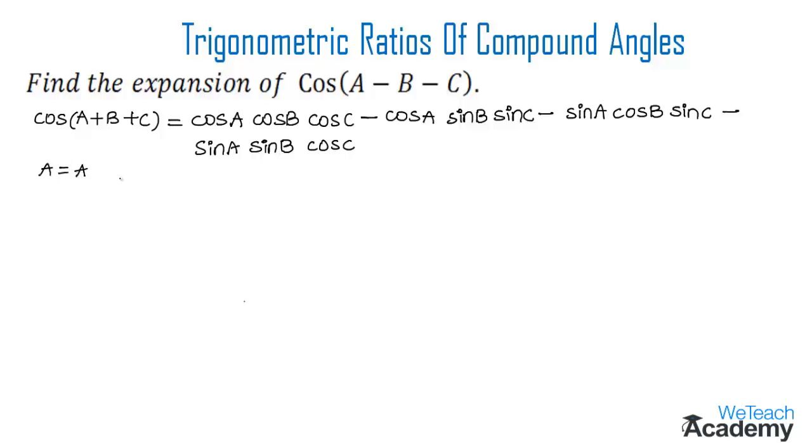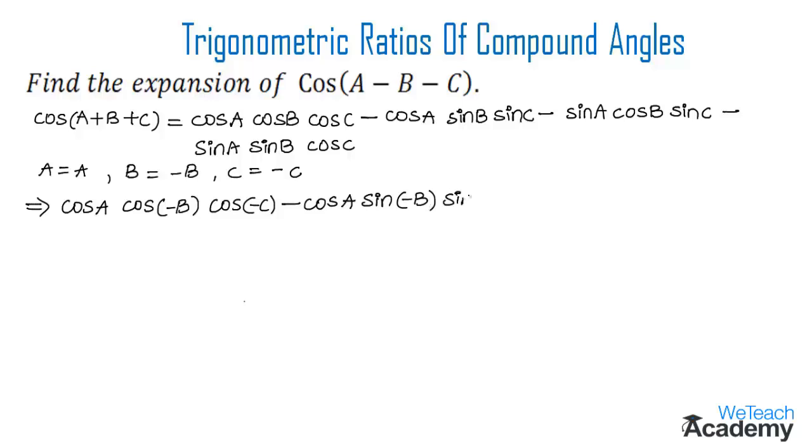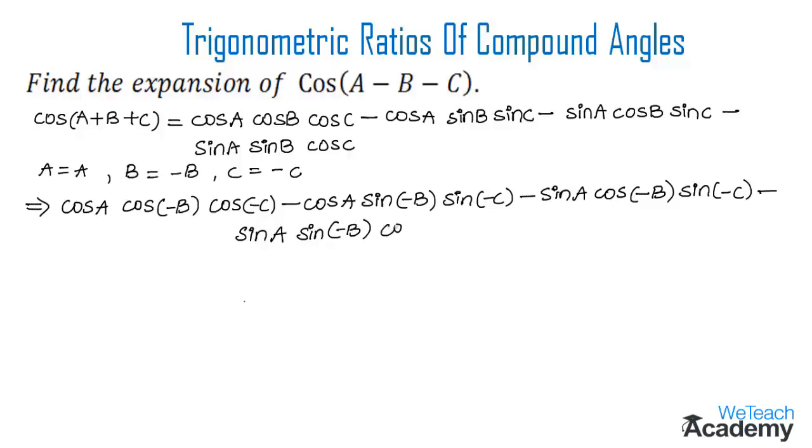By comparing, we get A equal to A and B equal to minus B, then C will be equal to minus C. So replacing A with A, B with minus B and C with minus C, we get the expansion of cos(A - B - C), which will be equal to cos A into cos of minus B, and replacing C with minus C, cos of minus C, minus cos A into sin of minus B, then sin of minus C, minus sin A into cos of minus B into sin of minus C, minus sin A into sin of minus B into cos of minus C.